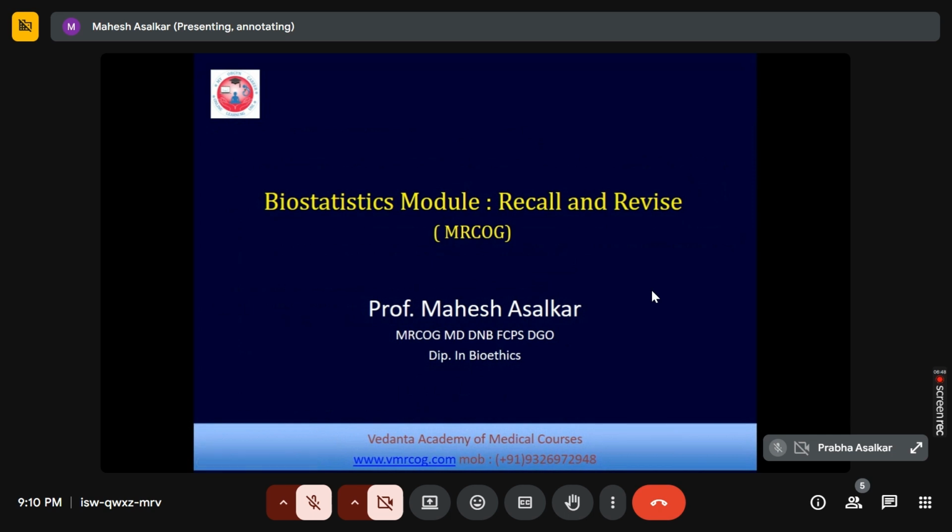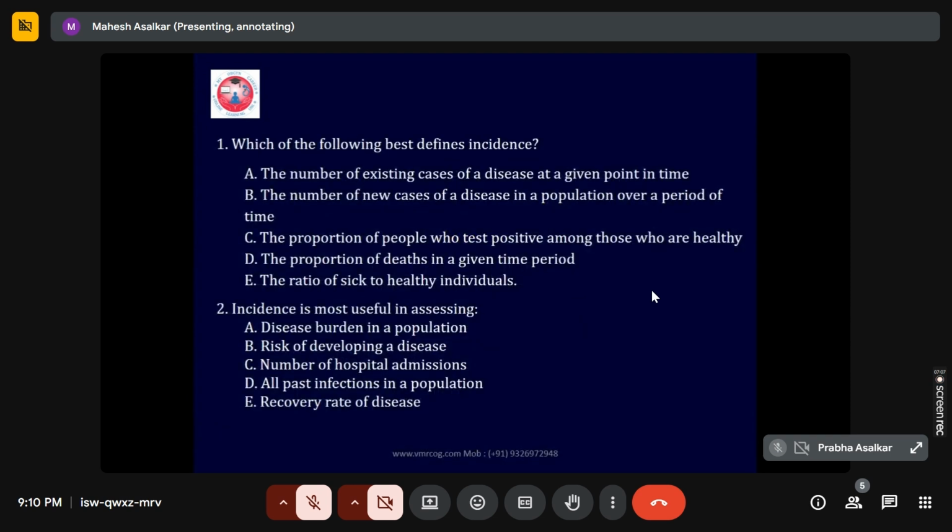So today is the Biostatistics module, second session. This is the recall and revise series before your examination. Now the examination is very close, and this recall and revise series is going to be very important from the examination point of view. So we start with today's series. Dr. Amrita, can you read the question and try to solve these questions?